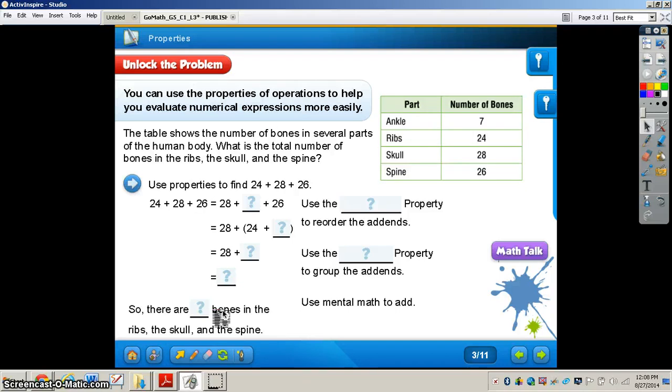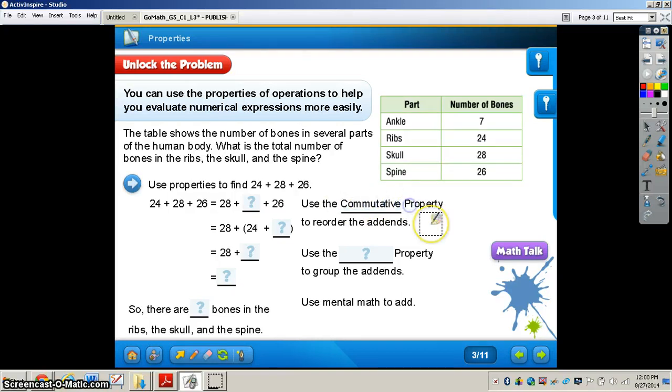Okay, so it says the table shows the number of bones in several parts of the human body. What is the number of bones in the ribs, the skull, and the spine? Okay, now the first thing we want to do, it says use properties to find 24 plus 28 plus 26. Now, I may not just want to add all those numbers in order from left to right. So what I can do is I can reorder them if I want.